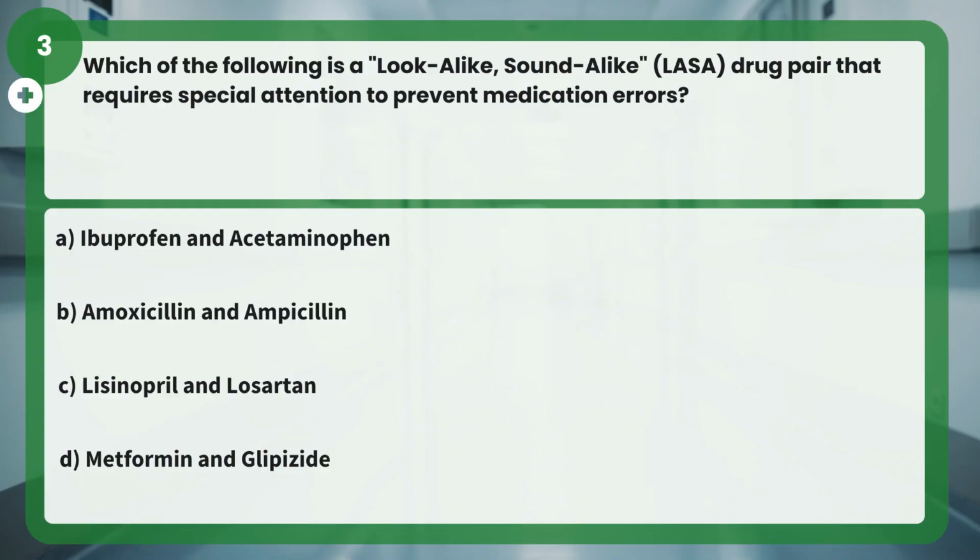Question 3. Which of the following is a look-alike, sound-alike, LASA, drug pair that requires special attention to prevent medication errors? A. Ibuprofen and acetaminophen. B. Amoxicillin and ampicillin. C. Lisinopril and losartan. D. Metformin and glipizide.